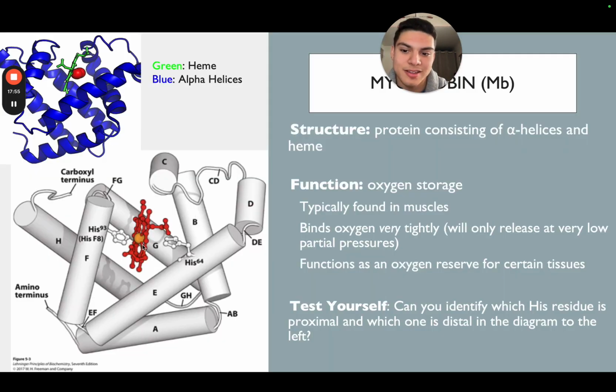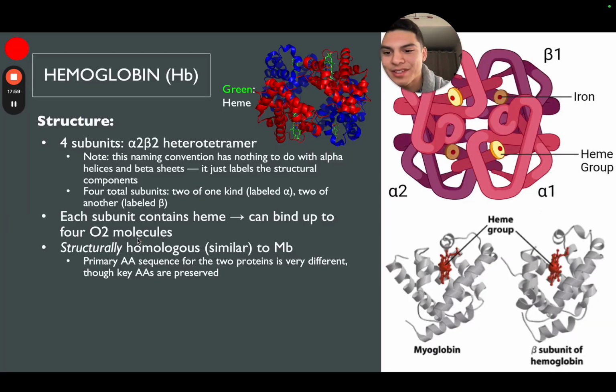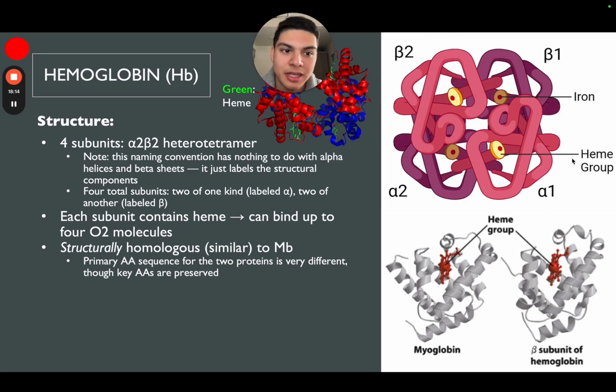Whereas this one, you only see 1 heme. So as you can guess, it probably only binds 1. So good, something to know, like subtle distinctions. Again, it's structurally homologous to myoglobin. The primary amino acid sequence for the 2 proteins is very different, though key amino acids, those histidines, are preserved. And here are some other visualizations of it. As you can see, it's beta 1, beta 2. It has nothing to do with beta sheets or anything like that. It's just the way they designated the individual subunits of this tetramer.